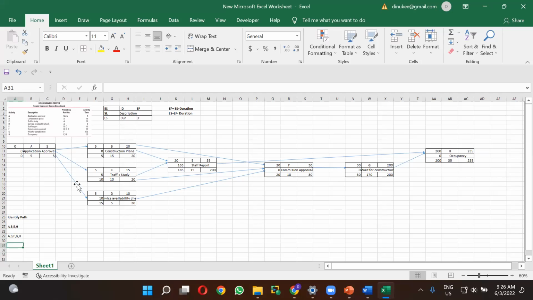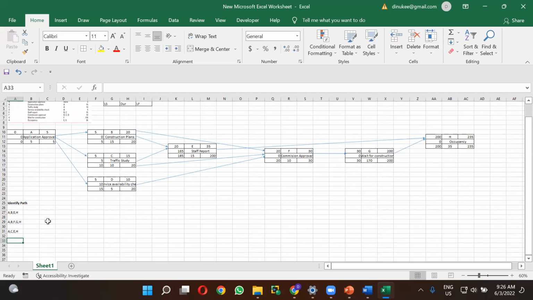So the next path is A, C, E. Sorry, A, C, E, H. A, C, E, H. Am I right? A, C, E, H. Right. So if I am wrong, please make it correct.